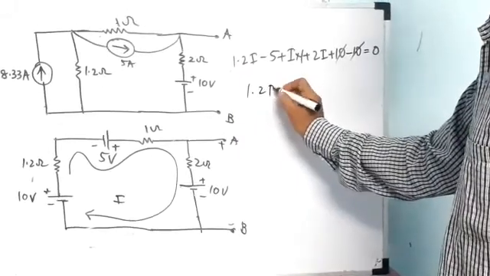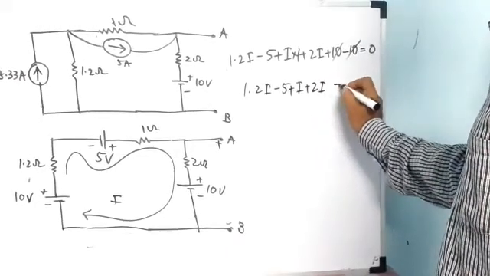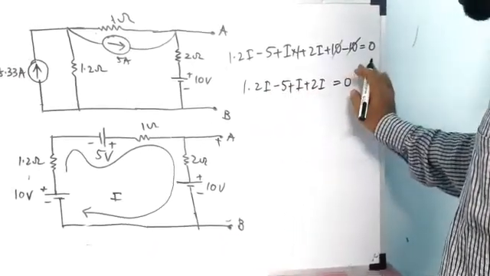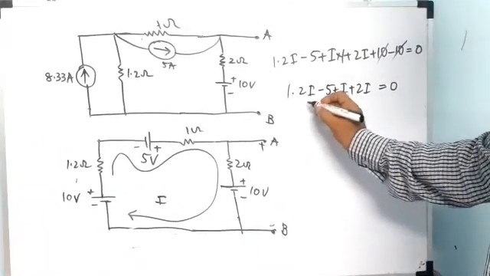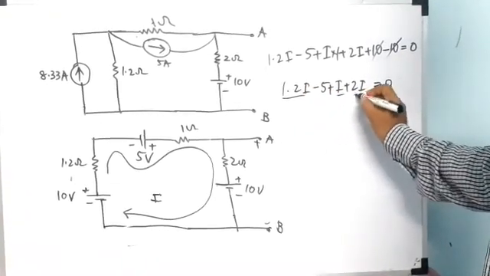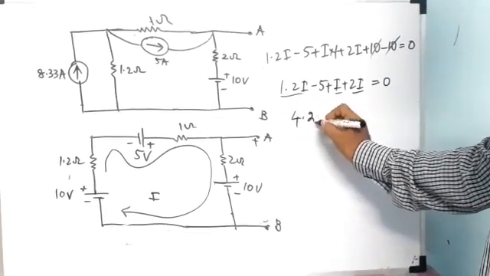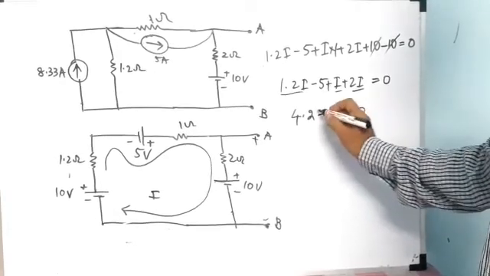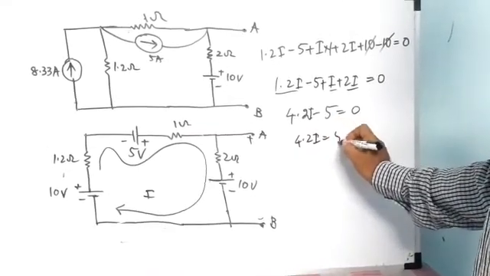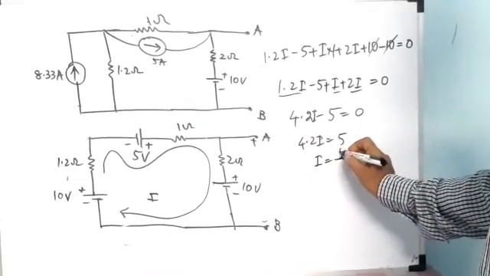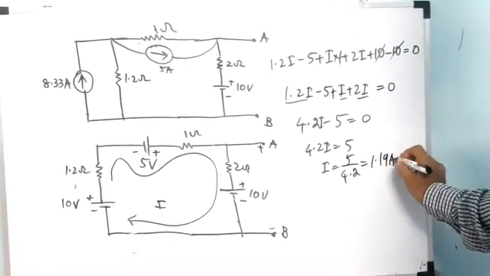So 1.2I minus 5 plus I plus 2I is equal to 0. So 3 plus 1.2 is 4.2I minus 5 is equal to 0. So 4.2I is equal to 5, so I is equal to 5 by 4.2, so 1.19 ampere.